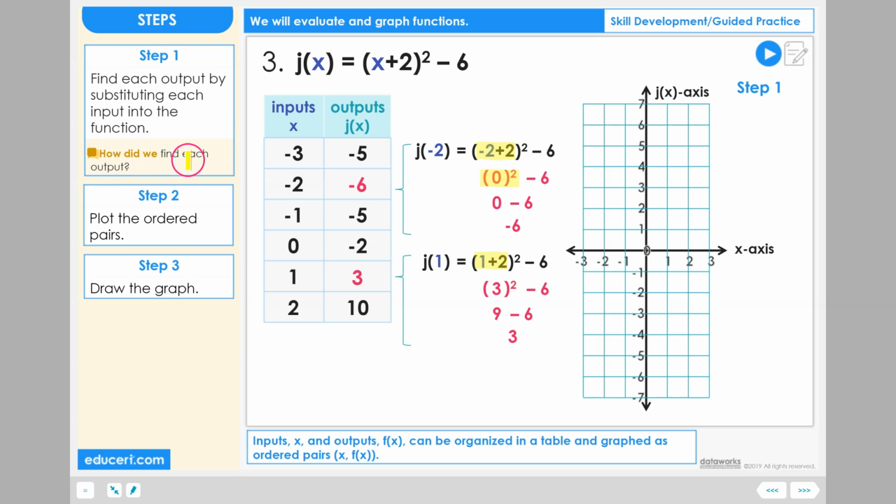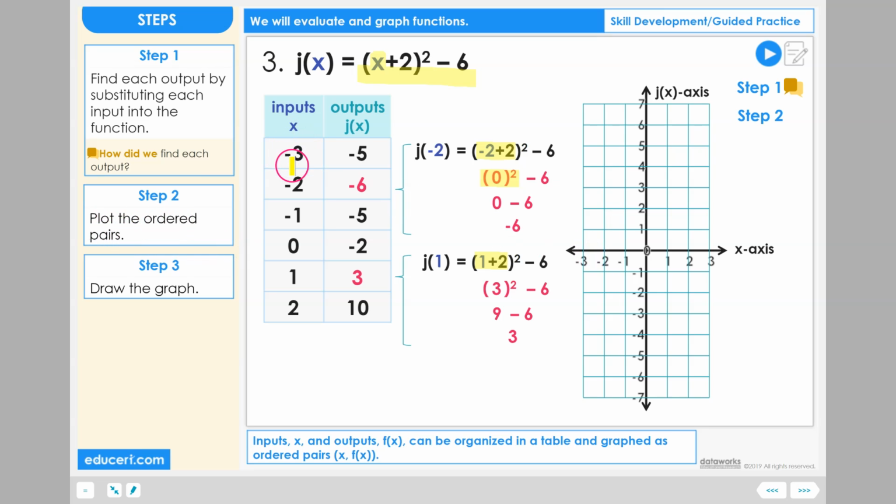How did we find each output? We found each output by taking the input value and replacing the variable x of the function expression with the input value, and then evaluating the expression. Step 2. Plot the ordered pairs.